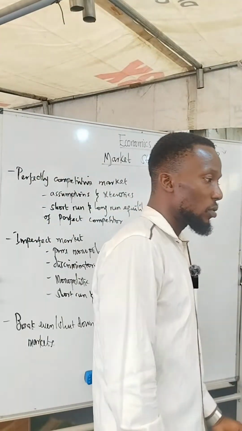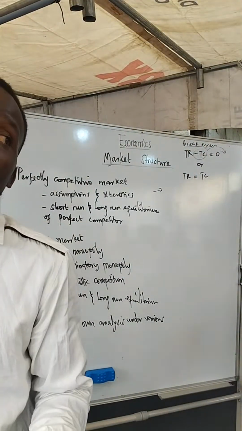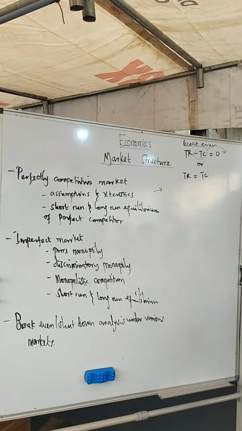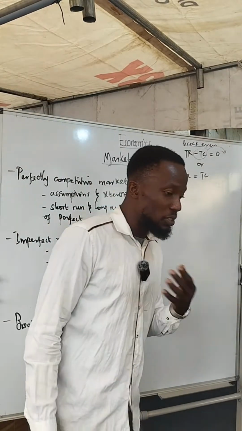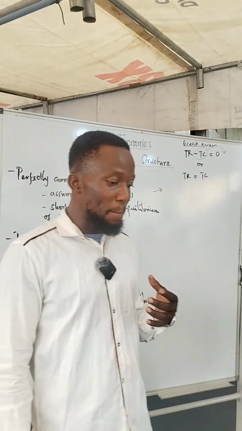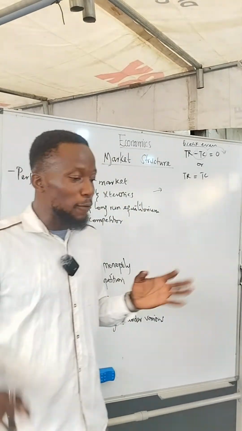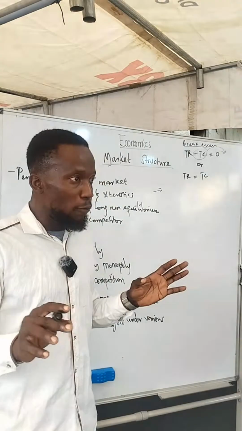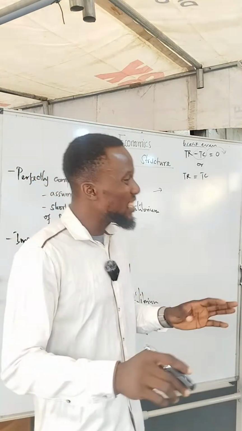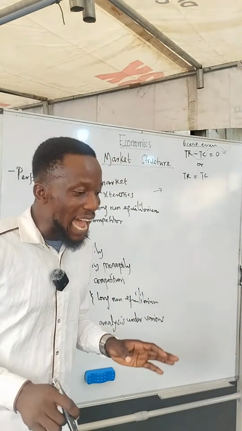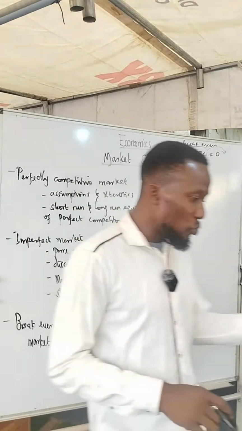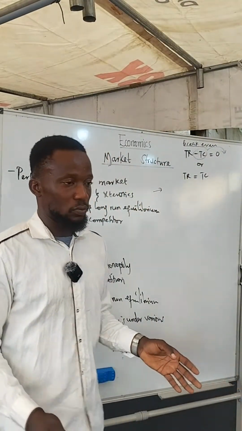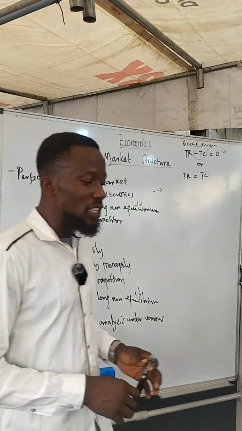What did I say? Homogeneous product. Homogeneous product means that the products are identical. They are almost the same. So that is one of the characteristics of a perfect market. All firms in a perfectly competitive market sell exactly the same products. So buyers are indifferent between sellers. There is nothing like we want to buy this and it is this we are getting. No. Is that taken? So the next one is perfect information.